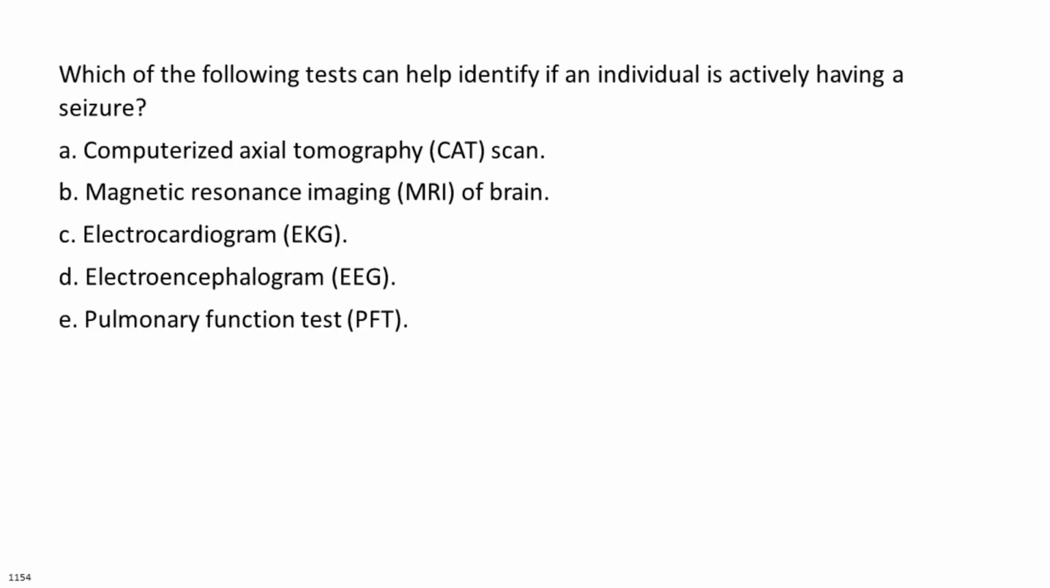Which of the following tests can help identify if an individual is actively having a seizure? A. Computerized axial tomography, CAT, scan. B. Magnetic resonance imaging, MRI, of brain. C. Electrocardiogram, EKG. D. Electroencephalogram, EEG. E. Pulmonary function test, PFT.